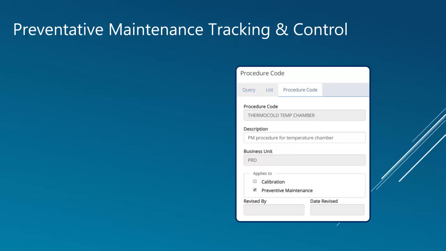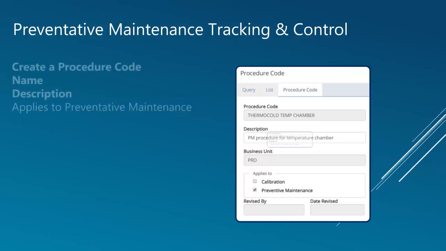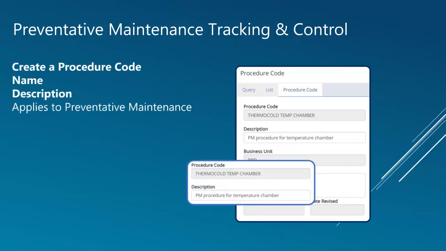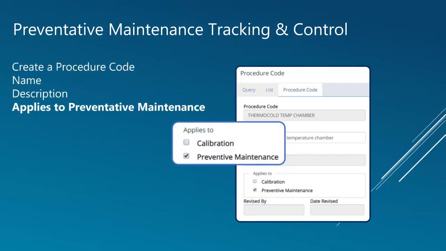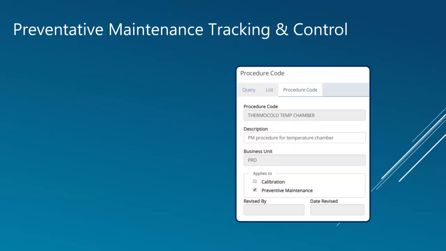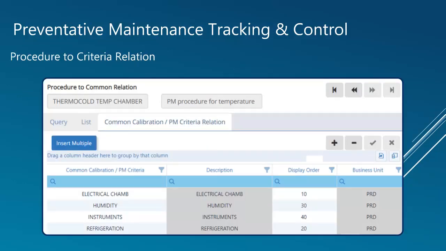After creating all the criteria needed to perform the maintenance, it needs to be grouped together into a procedure. You create the procedure and give it a name and description. Then check the preventative maintenance to make it available for PM tasks. The third step is to associate the necessary PM criteria with the procedure to be used. Each criteria receives its own row. They can be organized to display in any order you wish using the Display Order column.